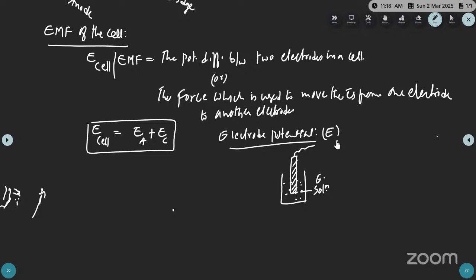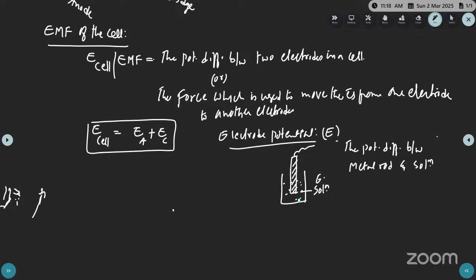But how can you define this single electrode potential? Okay, single electrode potential or electrode potential can be defined as the potential difference between the metal rod and the solution. The potential difference between the metal rod and the solution is known as electrode potential.